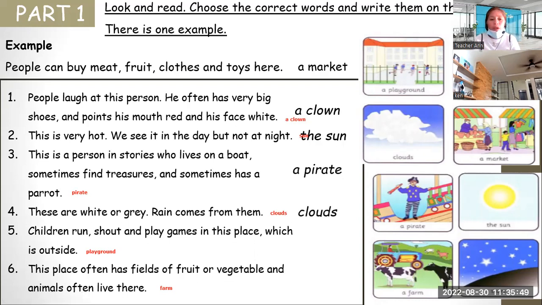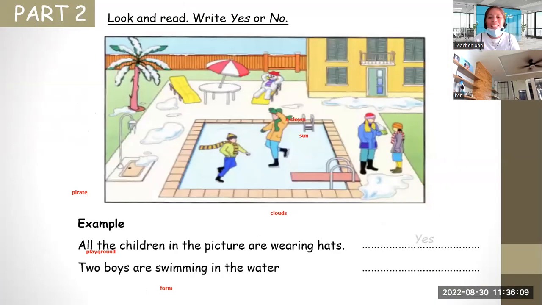Okay. Children run, shout, and play games in this place, which is outside. A playground. Okay, very good. And this place often has fields of fruit or vegetables, and animals often live there. Yay! Very good, Ken. Okay, next one, Ken.